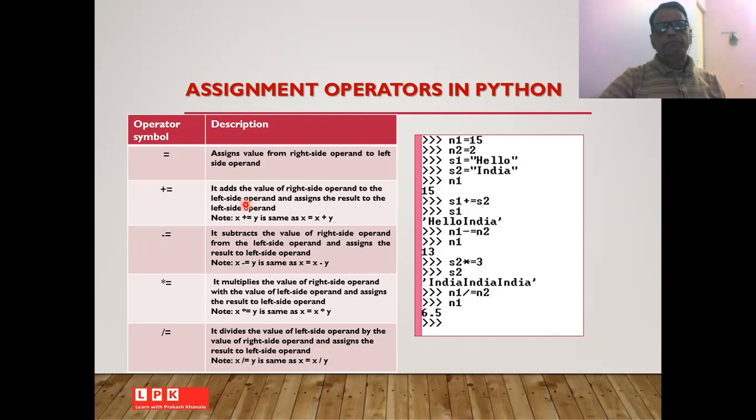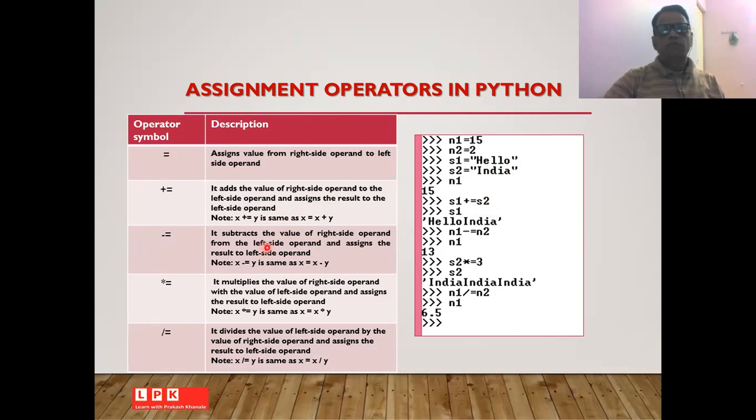Plus equal to, it adds the value on the right hand side operand to the left hand side operand and will assign the result to the left hand side operand. So x plus equal to y is the same as x is equal to x plus y. So if s1 is hello, s2 is India, then s1 plus equal to s2 is just nothing but s1 is equal to s1 plus s2. And therefore, when I print s1, then you will find that I will get the message hello India.